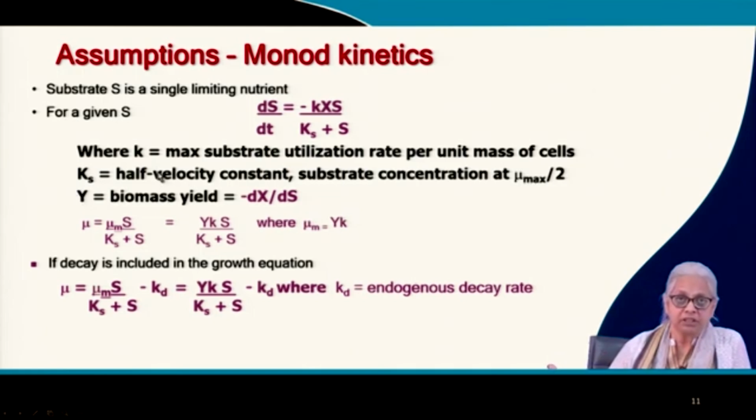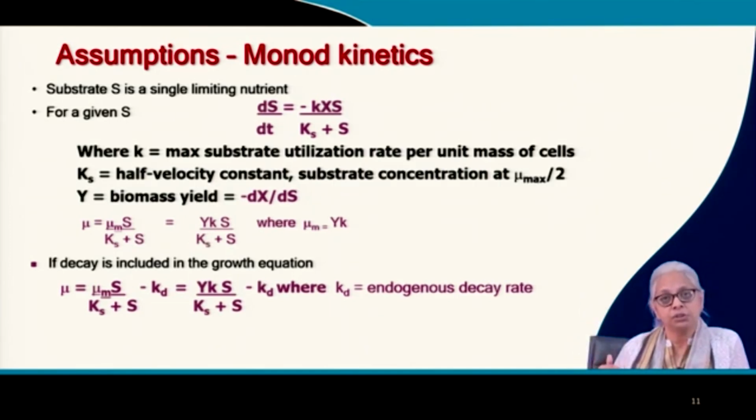Now, given what we derived in the previous slide, we can now substitute these values. So Y can be expressed as mu m by small k, that will give you the conversion factor for going from X to S, and mu m remains the same as I said, and then mu m will be substituted here by Yk, and you get YkS divided by Ks plus S. Now why this form? Because this is easier to measure. So Y can be measured easily.